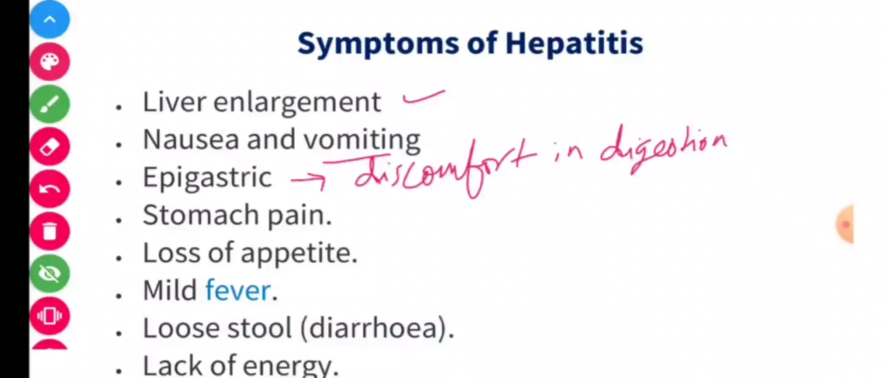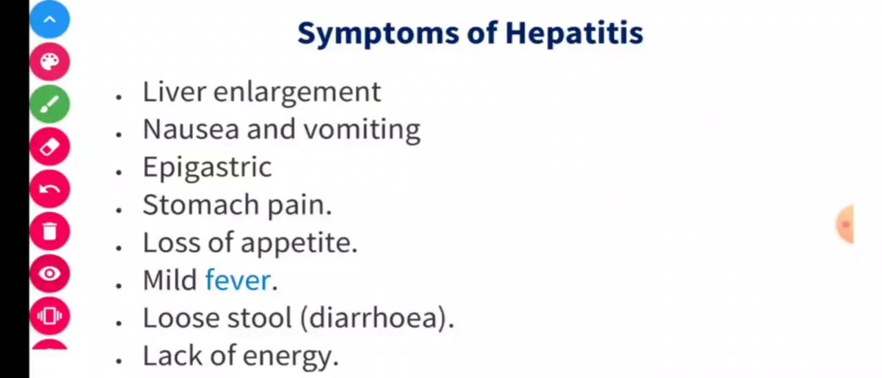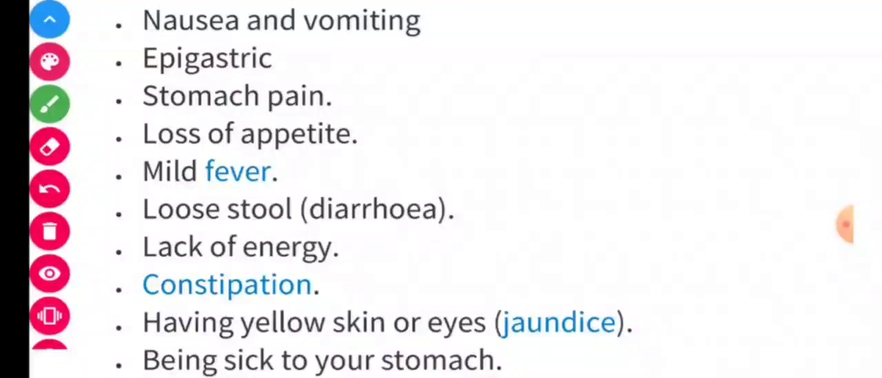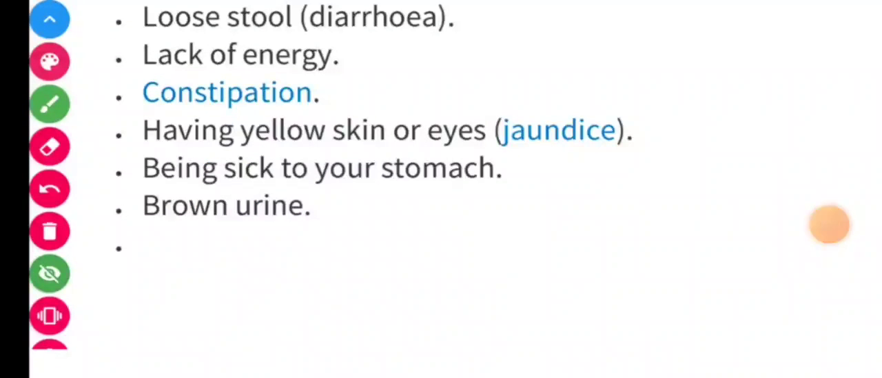That means the digestive system will not work properly, and there will be stomach pain, loss of appetite, mild fever, loose stool, lack of energy. So these are some symptoms of hepatitis, and there is also constipation. And obviously the patient who is suffering from hepatitis or jaundice will have yellow skin and eyes. A person who is suffering from jaundice or hepatitis will have brown urine. The urine becomes brownish or yellowish in color.